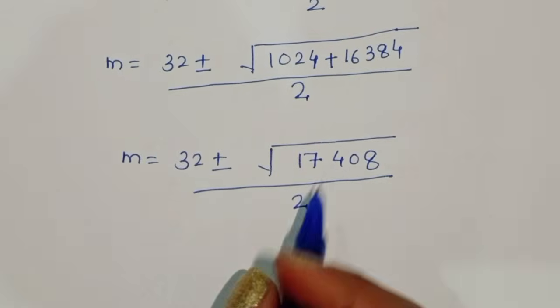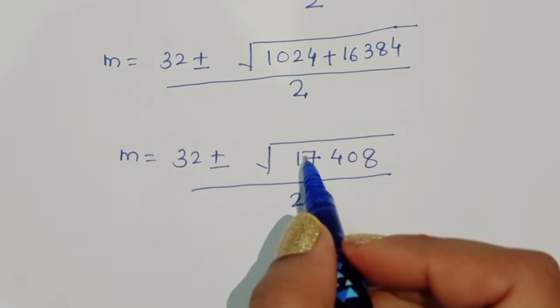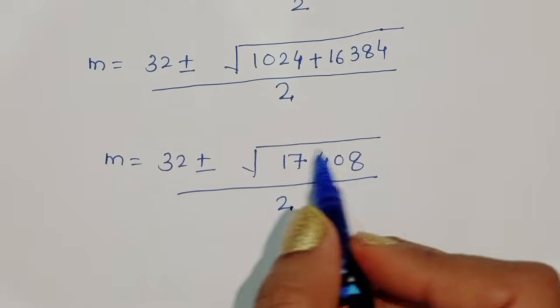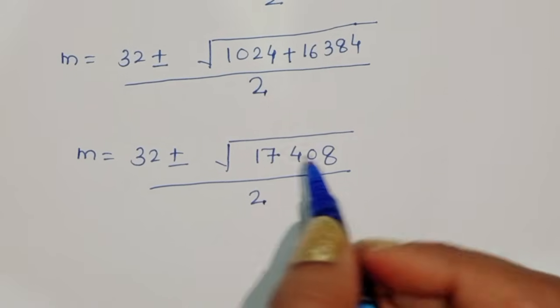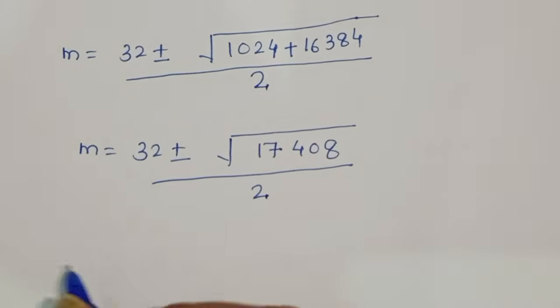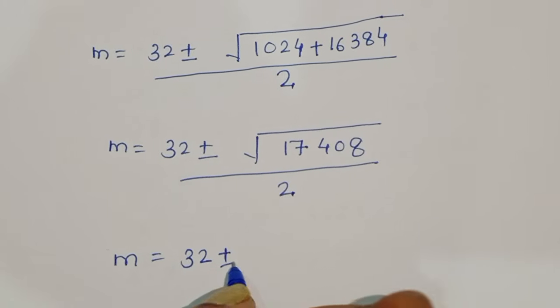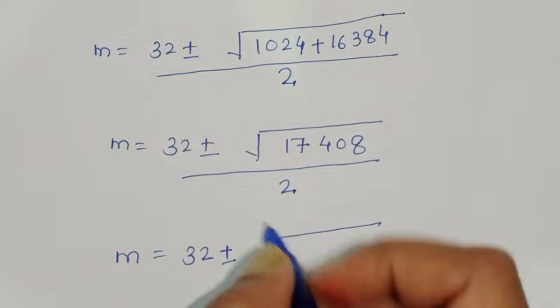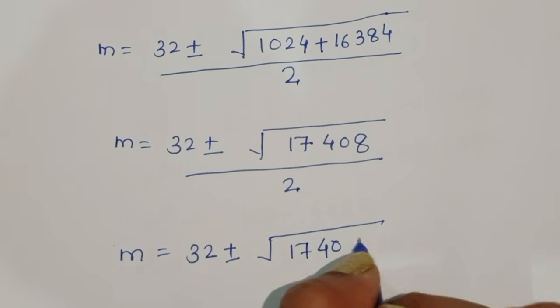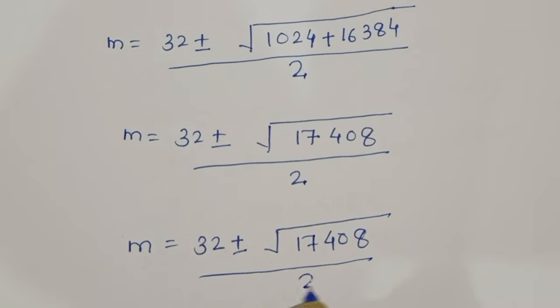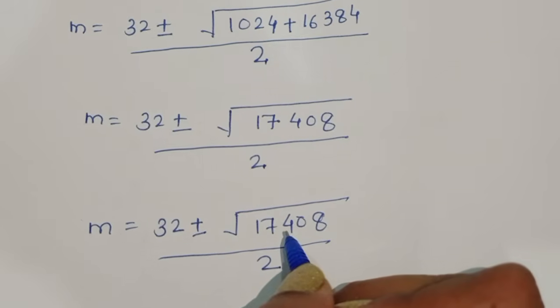Now we can simplify this one. We have to first take the factors of this number 17,408. So let's start. So we will get m is equal to 32 plus minus square root of 17,408 divided by 2. It will take time to take factors. Now we have to take the factors of this number. So let's start.